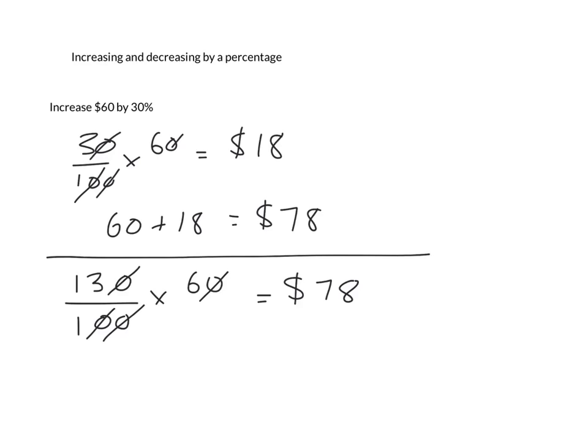All right, let's try a quick decrease one, and then we'll call it a day on the notes side of things. So, a question might look like decrease or discount or reduce, some word like that that shows that something is getting smaller. Decrease $90 by, let's say, 25%.